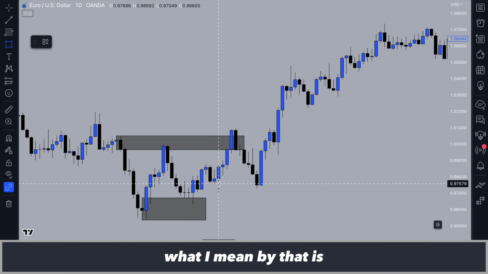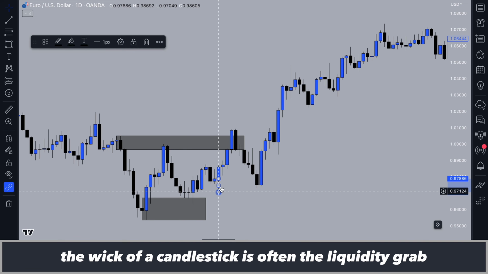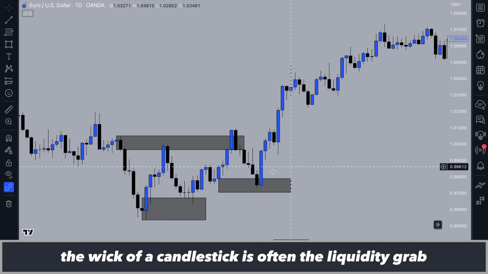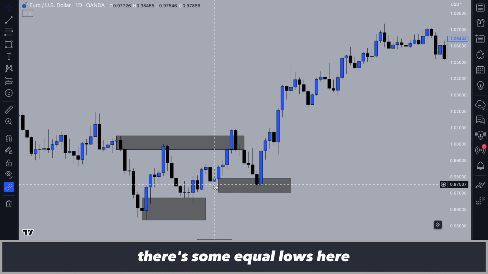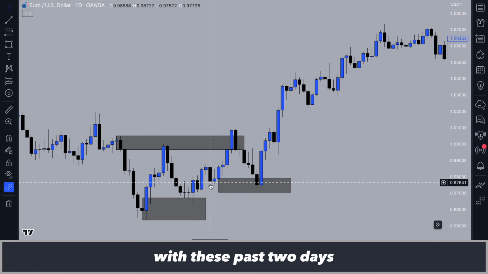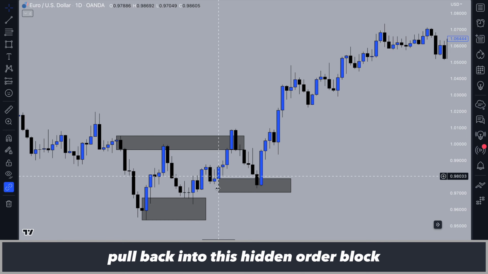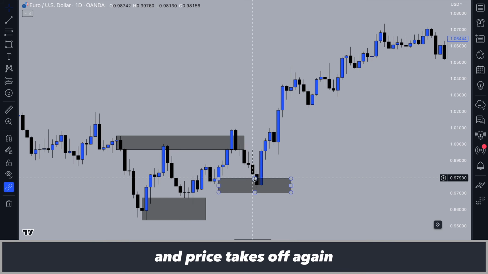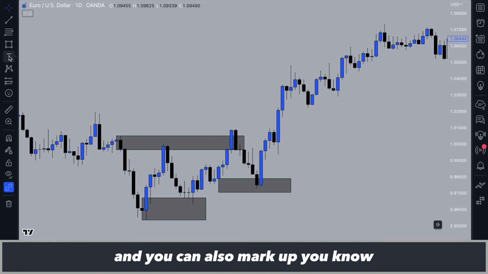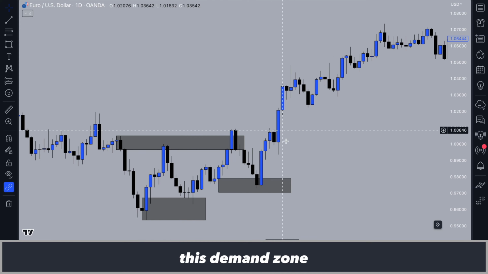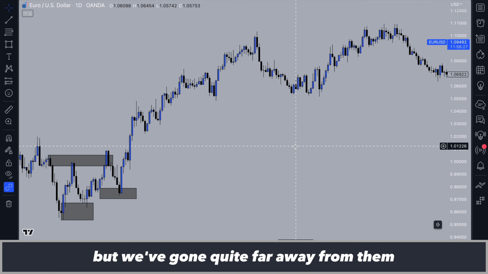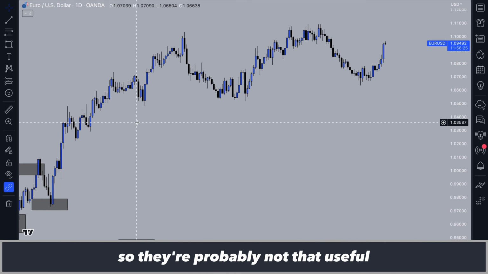What I mean by that is the wick of a candlestick is often the liquidity grab. You can see there's some equal lows here with these past 2 days, swept by this wick and then pushing up. And so you get a pullback into this hidden order block and price takes off again. And you can also mark up this demand zone for future reference, but we've gone quite far away from them, so they're probably not that useful.